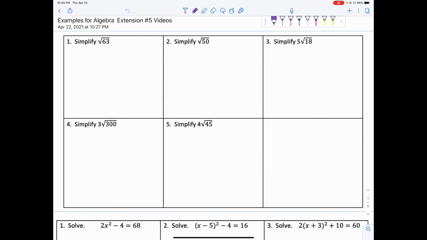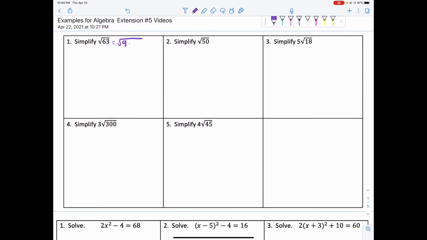So if I think about my factors of 63, 9 times 7 is 63, and the special thing about 9 is that it is a perfect square. So when we split 63 up, one of those factors has to be a perfect square. It's often helpful, I find, for students to write the perfect square factor first.